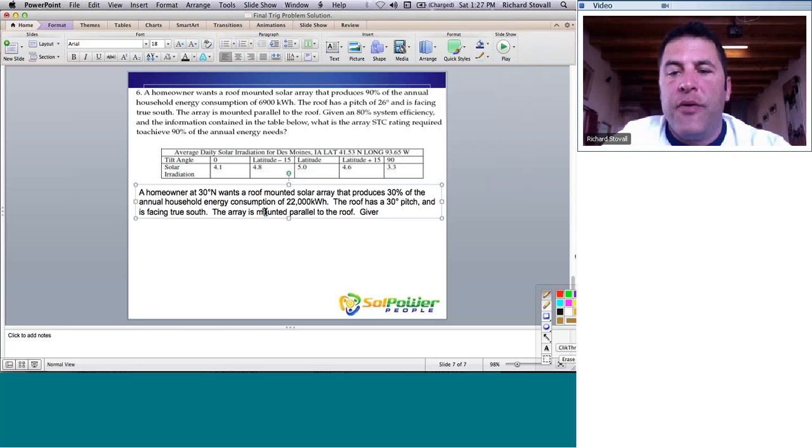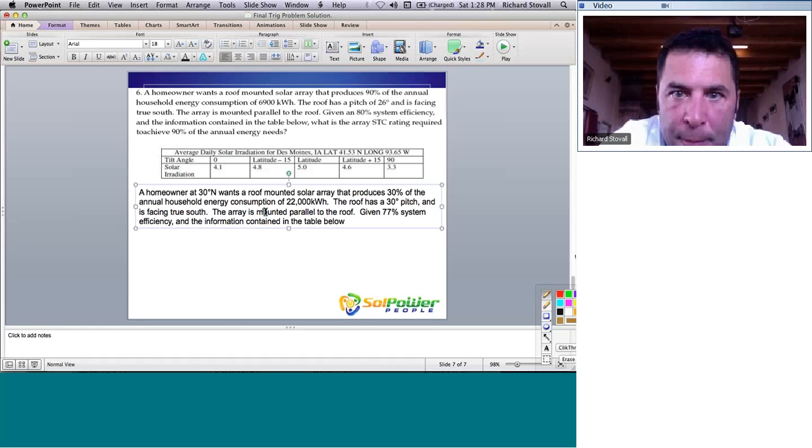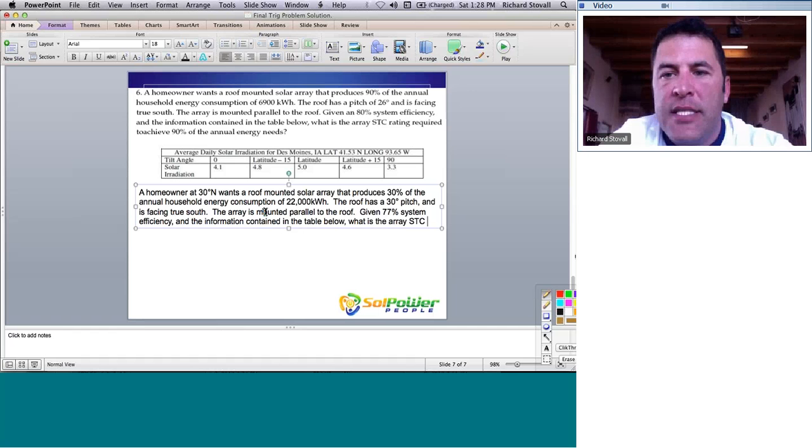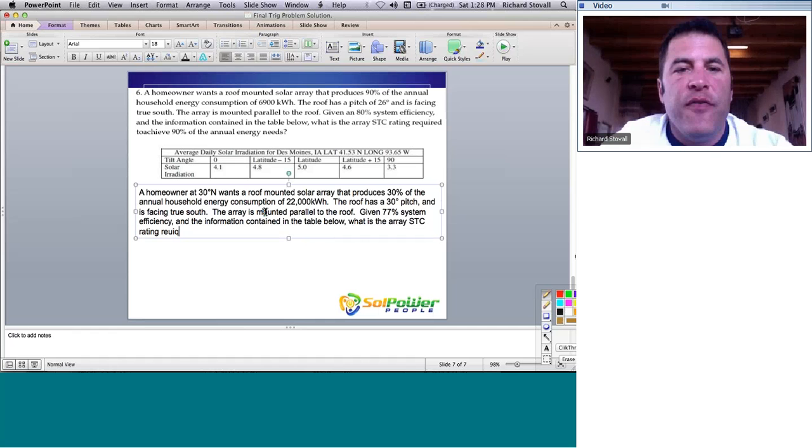Given 83% system efficiency, that will just be PV watts. 77% system efficiency. And the information contained in the table below. What is the array STC rating required to achieve 30% of the annual energy need?